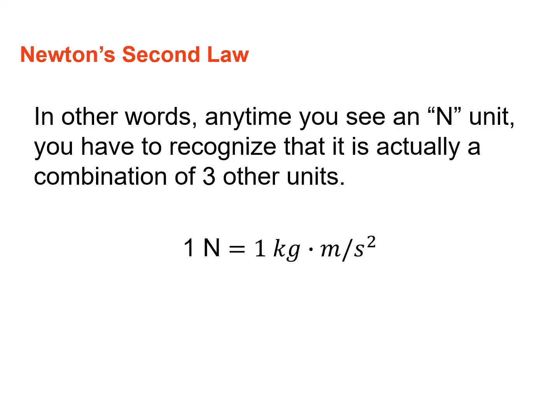So what this means is that you have to recognize that anytime you see that capital N or the word Newton, that is actually a combination of 3 other units. This is just something that you have to know and remember. 1 Newton equals 1 kilogram meter per second squared.